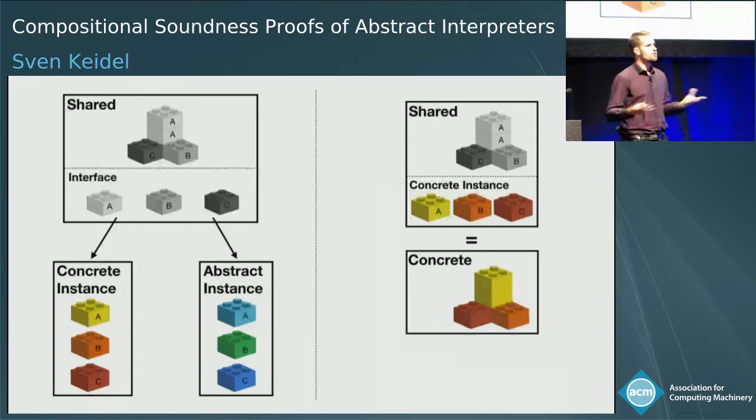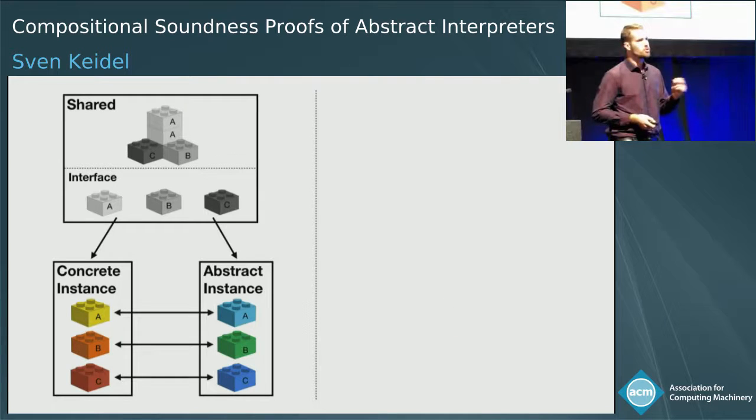So what have we gained from this restructuring of the concrete and abstract interpreter? Well, now we describe the interpreters by their components instead of monolithic interpreters. And what we gain is that now for each of these language primitive operations, we can prove one separate soundness lemma.